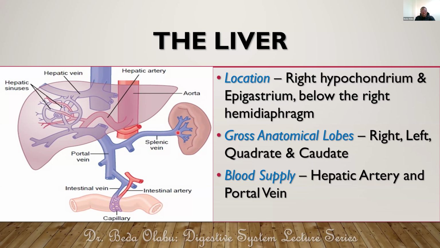So from here, remember the portal vein will be carrying nutrients from the intestines. It's responsible for about 75 to 80% of blood supply to the liver, while the hepatic artery is responsible for about 20-25% of blood supply to the liver.